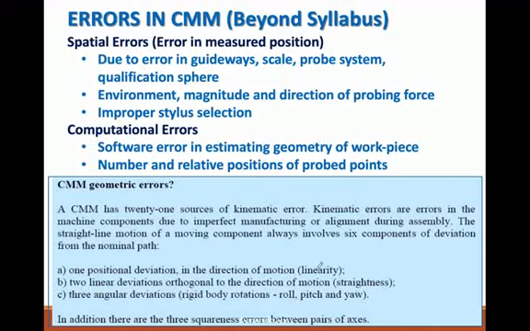That means 1 plus 2, 3, 3 plus 3, 6 errors in one axis itself, like that for three axes. 6 into 3, 18 errors happening in 3 axes. Apart from that, there are 3 other errors also, 3 squareness errors between the pairs of axes. So there will be 21 errors.